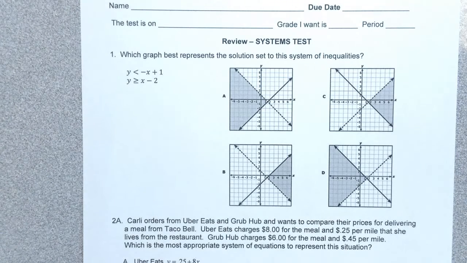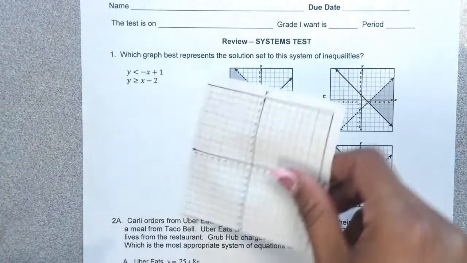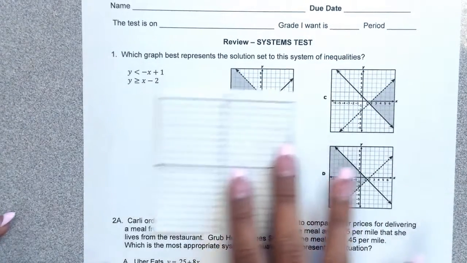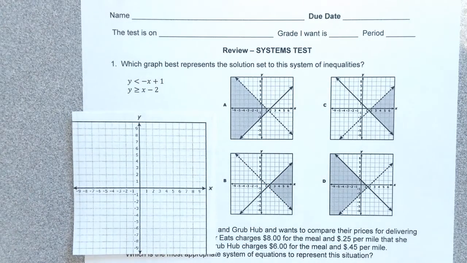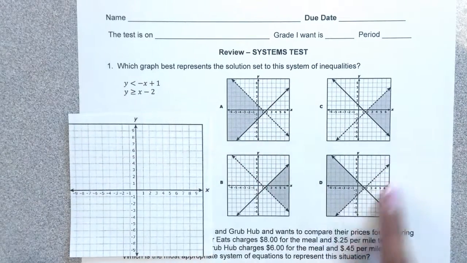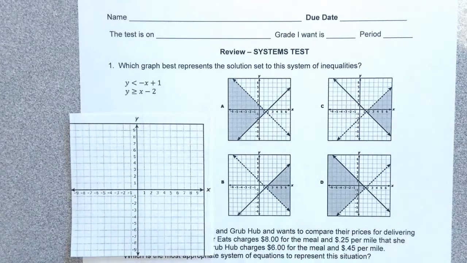This is page 1 of your systems test review. Question number 1 says, which graph best represents the solution set to the system of inequalities? So what I suggest is you grab a graph paper that you can graph yourself using these two inequalities and then see which one best matches your answer choices.